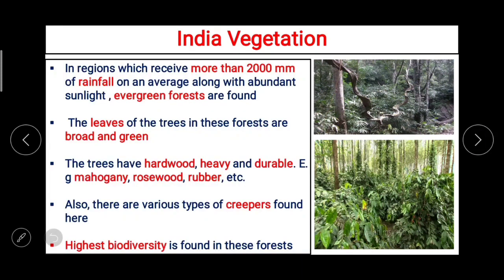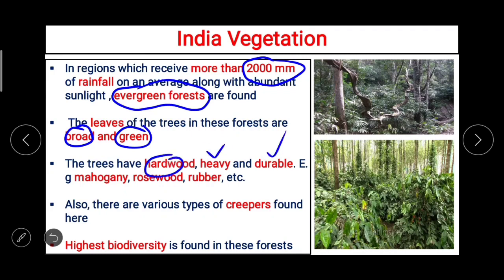In regions which receive more than 2000 millimeter of rainfall on an average, along with abundant sunlight, there evergreen forests are found. तो एक बात तो पक्का हमें ध्यान में रखनी कि एवरग्रीन फॉरेस्ट वहीं पर होते हैं जहाँ पर साल भर बहुत ज़्यादा बारिश होती है. The leaves of the trees in this forest are broad and green. The trees have hardwood, heavy and durable.